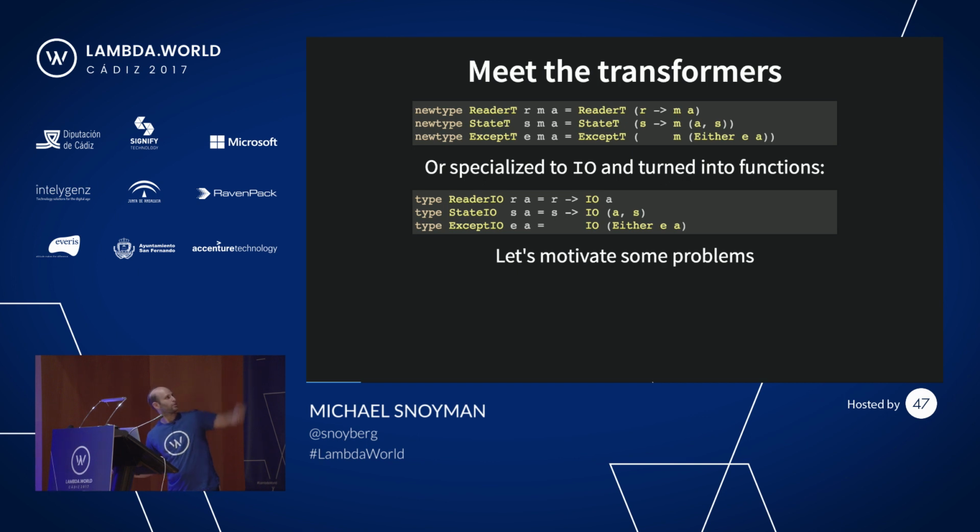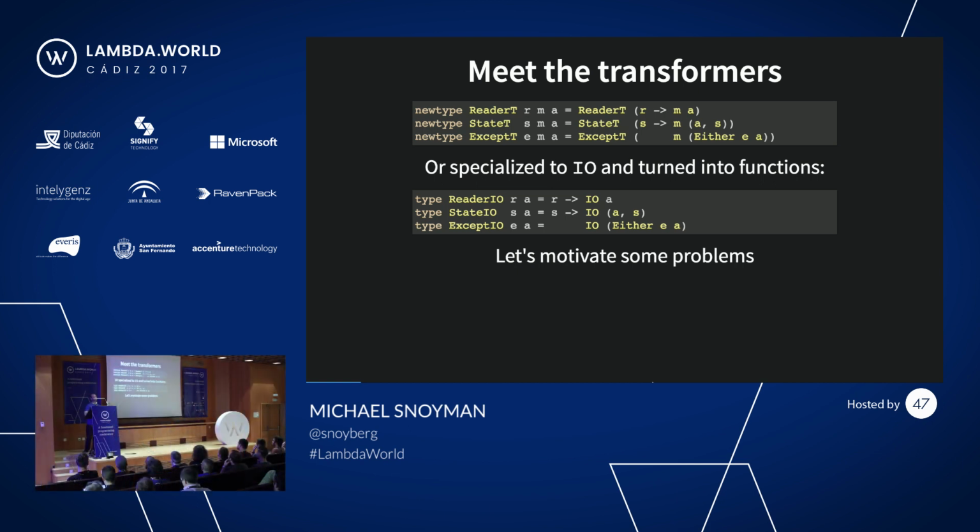So these are the three transformers we're going to be talking about. And pay attention, all of them are newtype wrappers around something going on with the underlying monad. Or if we want to specialize it, which we're really just talking about IO today, you can look at a reader as just a function from R to IO of A. StateT over IO is just a function from some state to an IO of a pair of an output value and a state. And ExceptT is just an IO wrapped around an Either E A. Keep that in mind as we go through this, and we will be revisiting these definitions a little bit later.